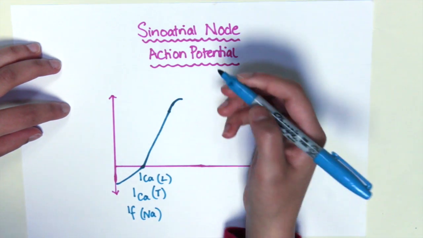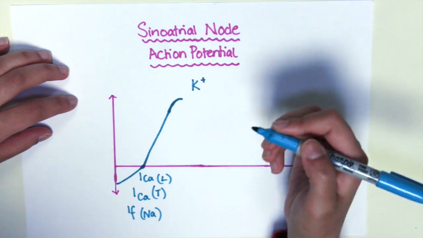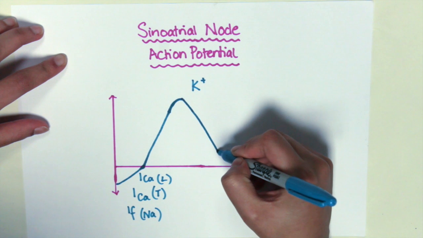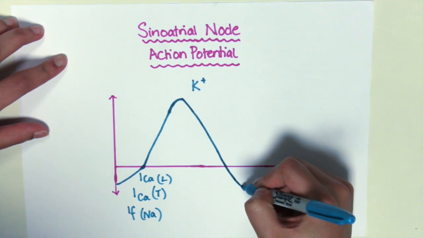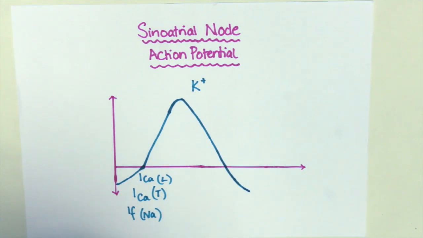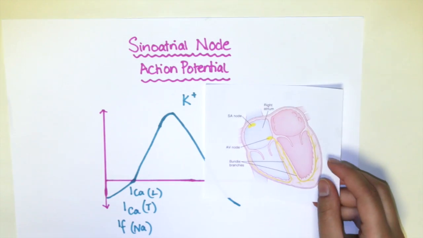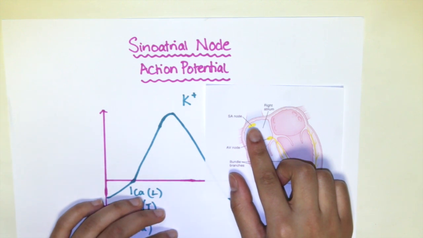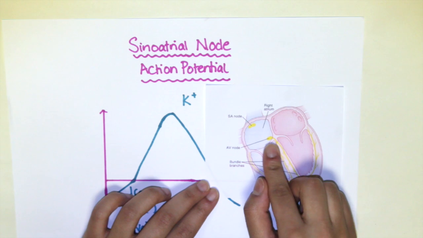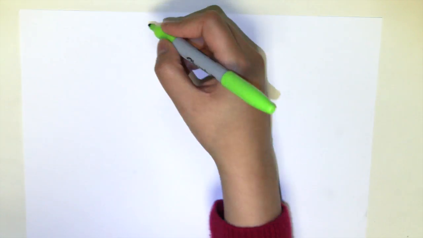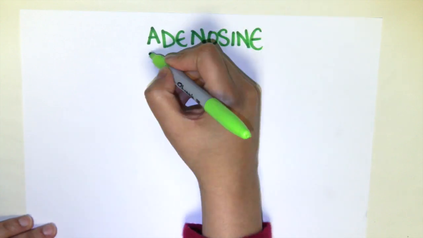Once it reaches a threshold, potassium channels open, and potassium leaves the cell, causing repolarization, often so much so that the cell becomes hyperpolarized. And then the cycle repeats itself. The SA node acts as a pacemaker, causing atrial contraction, and sends signals to the AV node, which causes ventricular contraction. Our first antiarrhythmic is adenosine.